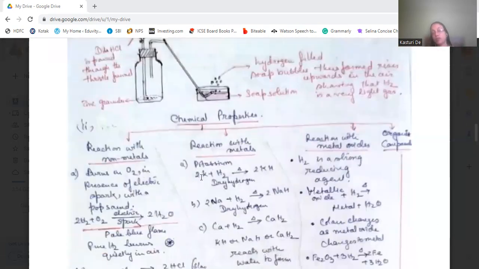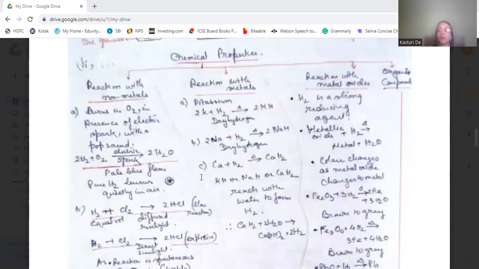Okay, diagrammatic experiment. Then we come to the second reaction, that is reaction with metals. Metals like potassium, sodium, calcium are combined with hydrogen to form their hydrides. Potassium combines with dry hydrogen in presence of heat to form potassium hydride. Sodium also combines with dry hydrogen to form sodium hydride. Calcium with hydrogen forms calcium hydride in presence of heat.